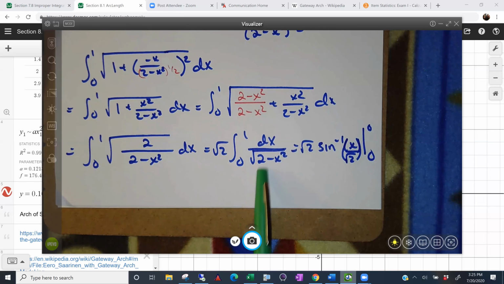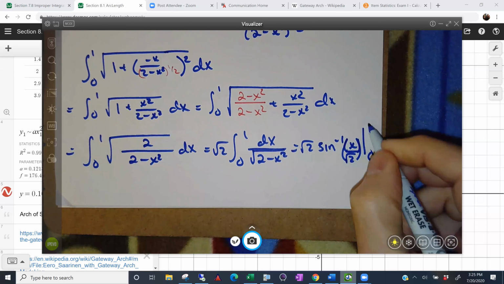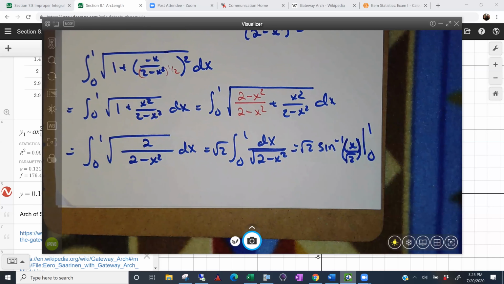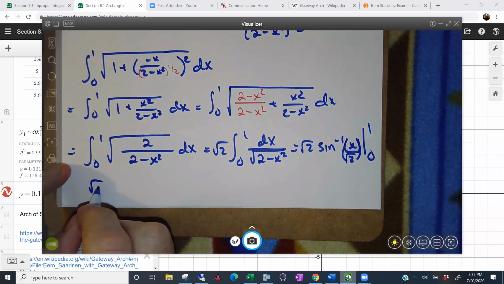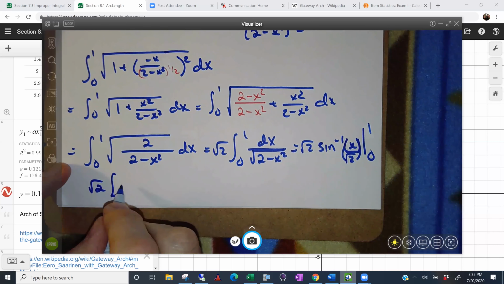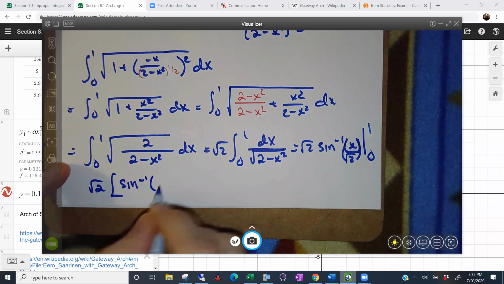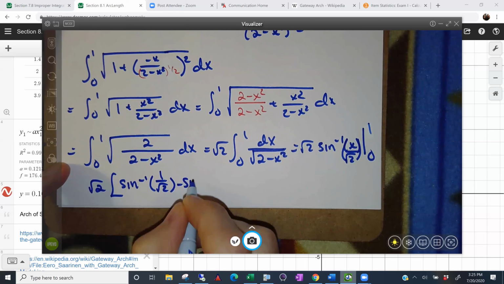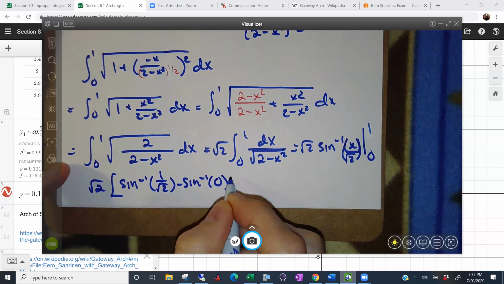This was on one of the handouts that I sent you in advance of the last test, or in association with section 7.2 or 7.3. So if you want to check back and double check me on that. It helped if I made this a 1. So it's going to be square root of 2 times the inverse sine of 1 over the square root of 2 minus the inverse sine of 0 over the square root of 2, or just 0.